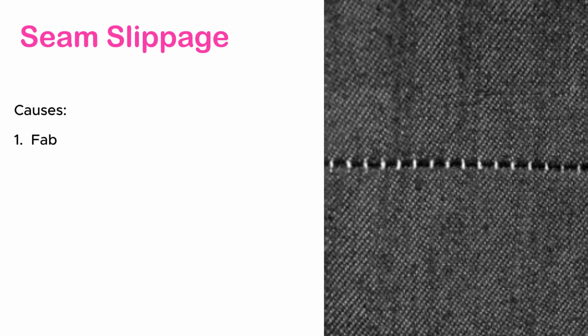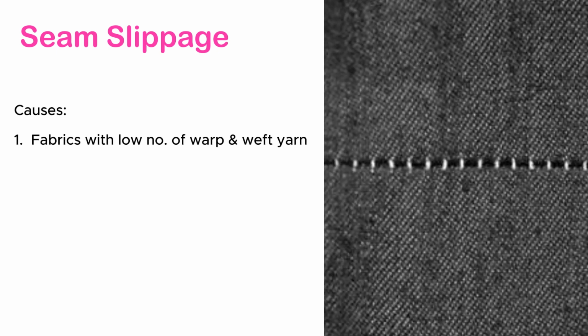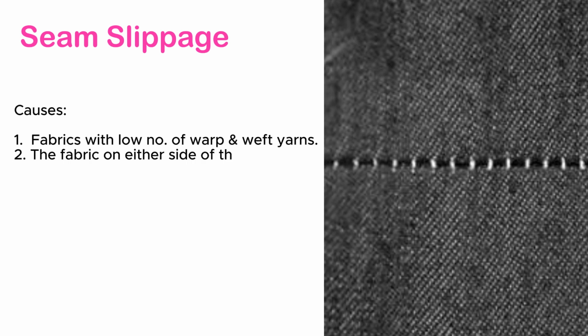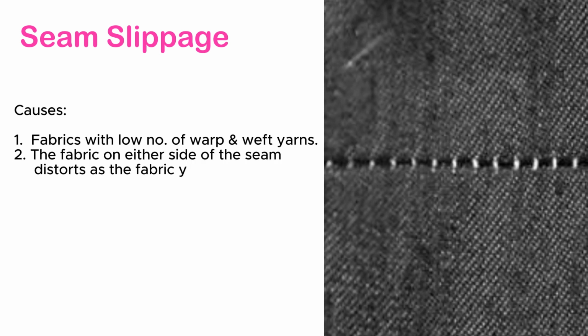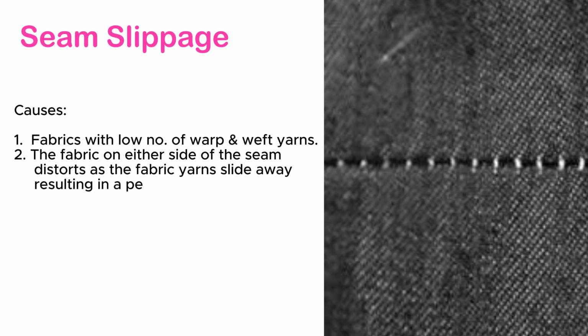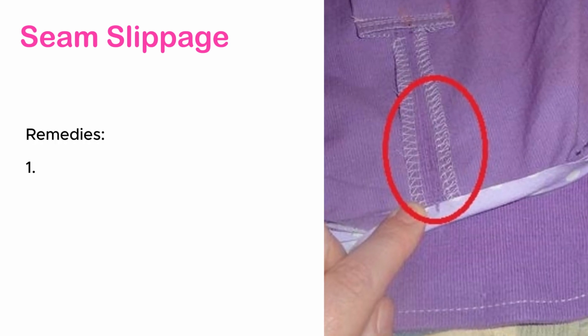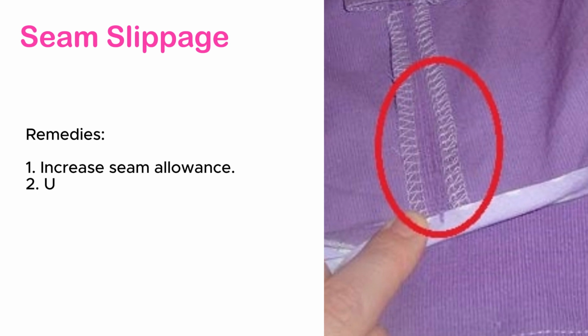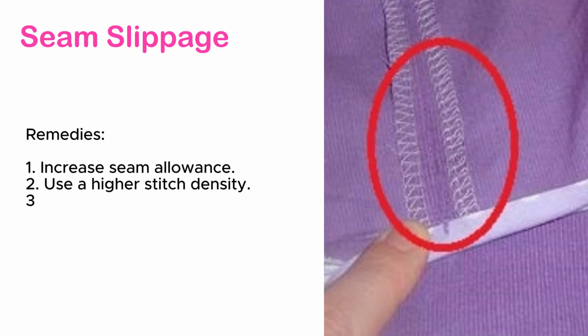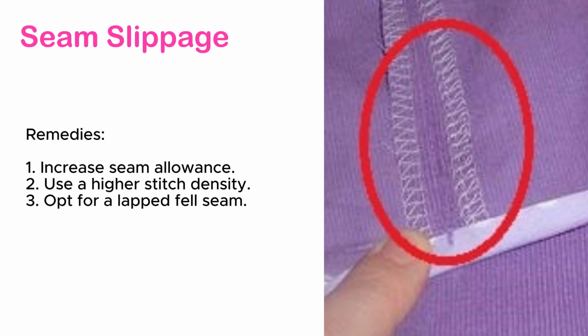Seam slippage. Causes: fabrics with low number of warp and weft yarns. The fabric on either side of the seam distorts as the fabric yarns slide away, resulting in a permanent gap. Remedies: increase seam allowance. Use a higher stitch density. Opt for a lapped fell seam.